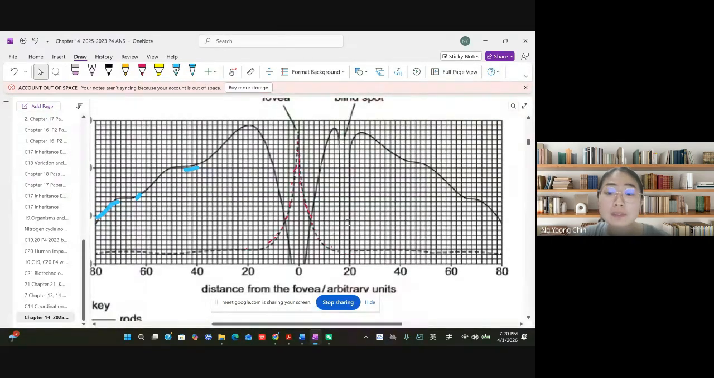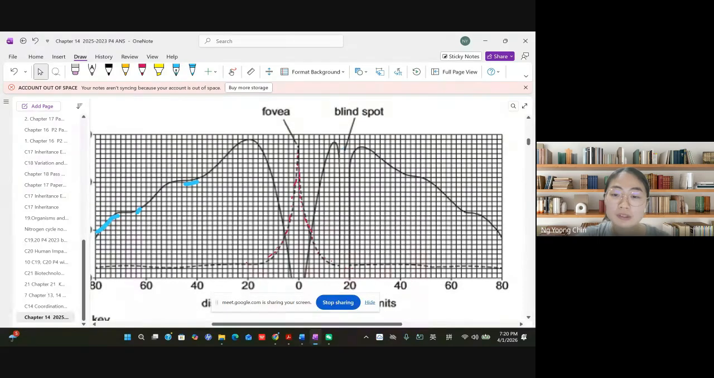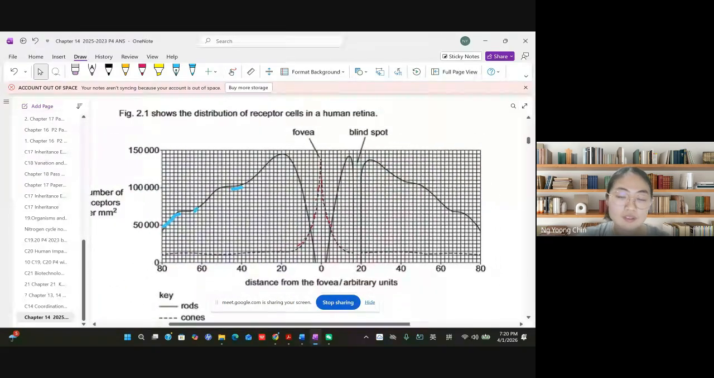Does the blind spot contain any kind of photoreceptor or not? What do you think? No. No, okay. Yeah, in the blind spot, there's no rods or cones. Okay, no rods or cones found in the blind spot. Then how about fovea? So you can see right here is a fovea.